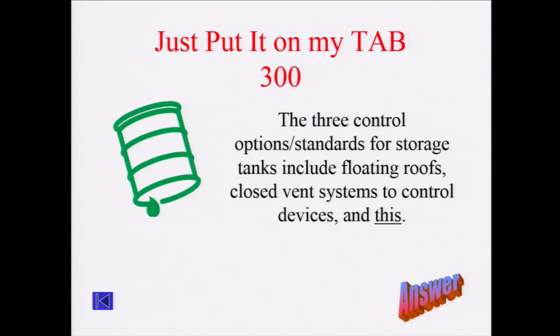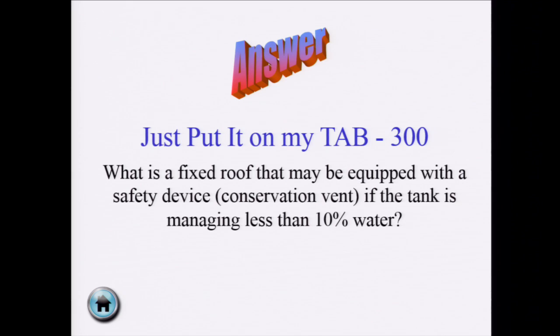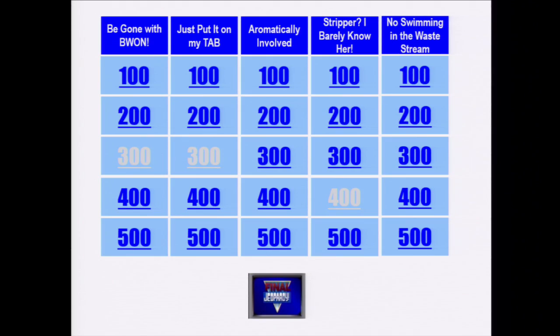What is a fixed roof with a conservation bin? That's what they said. I need more information. Control with the vapor pressure, if the tank is managing less than 10% water. That's the part I needed. What if it was less than 14,000 gallons? We didn't say that one. Oh, I didn't ask for that one.